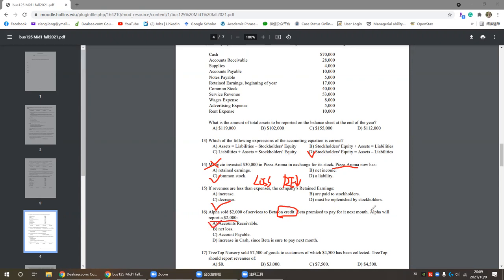And if on the exam, the question asks, Beta will report this 2,000 as what? If this is not Alpha but Beta, then standing at Beta's position, this will be account payable because they bought something and did not pay for it. So if the question changes to Beta, then you should choose the answer of C, account payable.